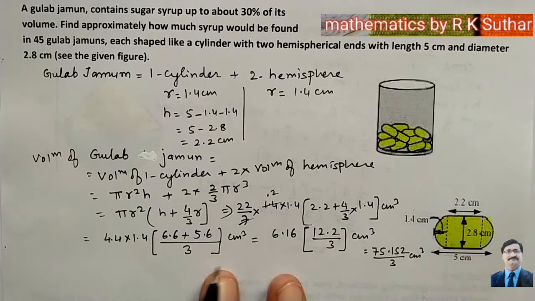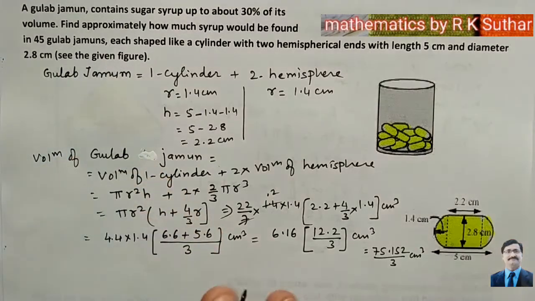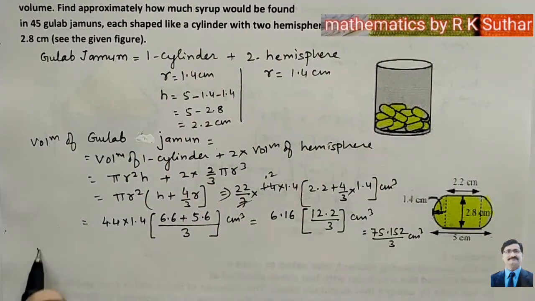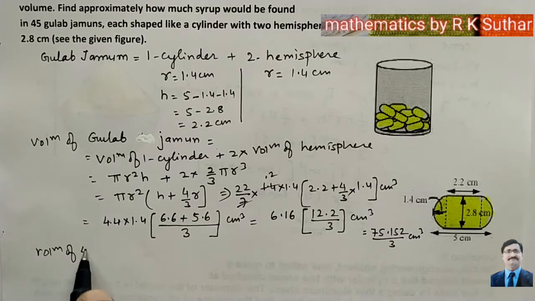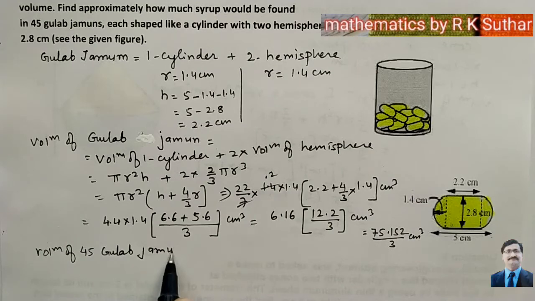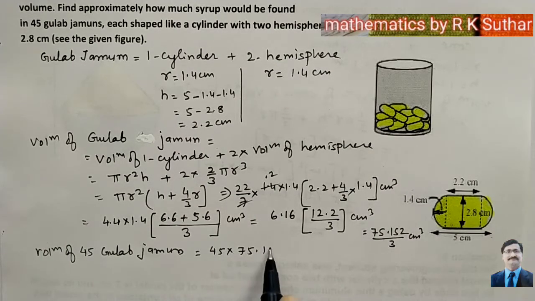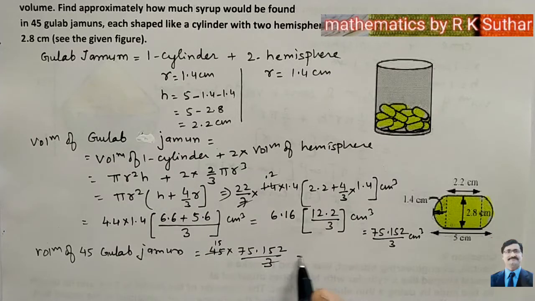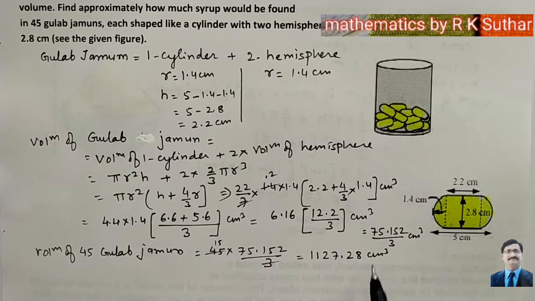Now look here, in the question we have total 45 gulab jamun, so we can write here volume of 45 gulab jamun equal to 45 into 75.152 upon 3. This we cancel, we get 15, and this we multiply by 15, we will get here 1127.28 centimeter cube.